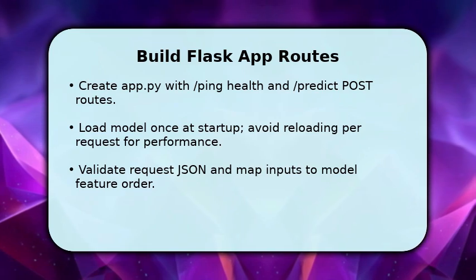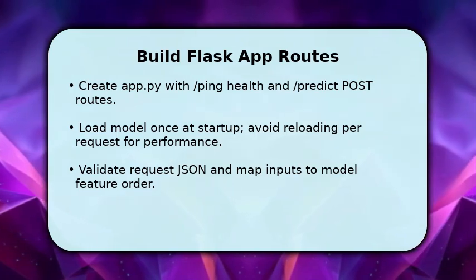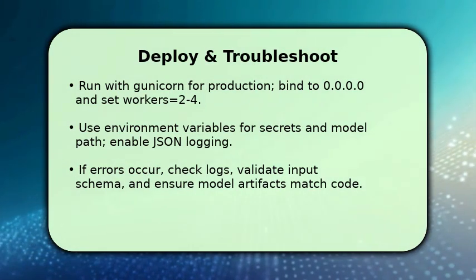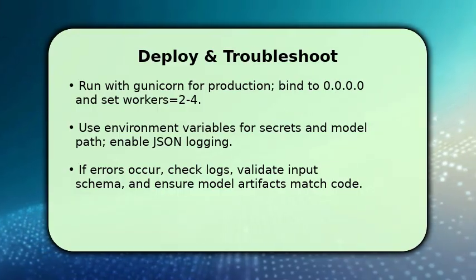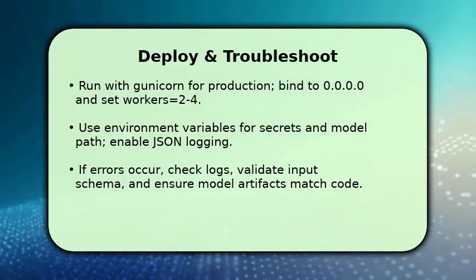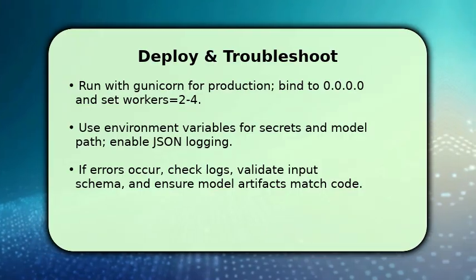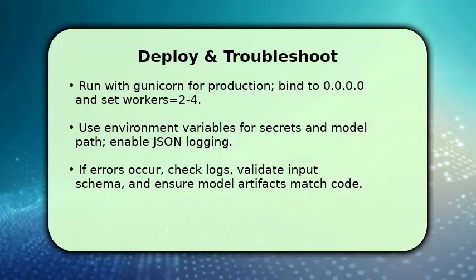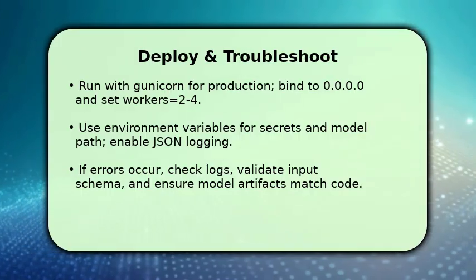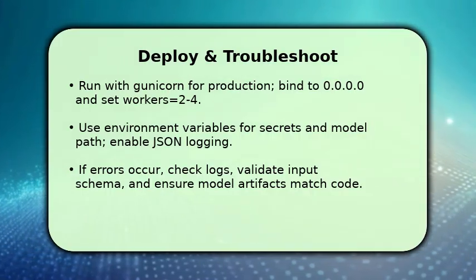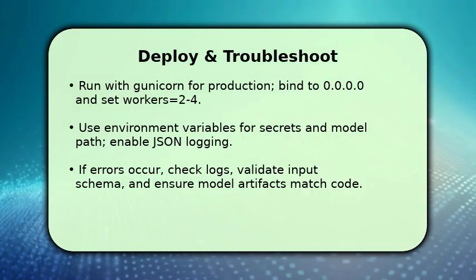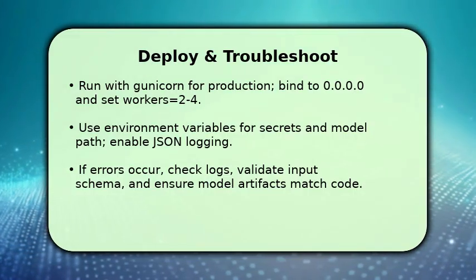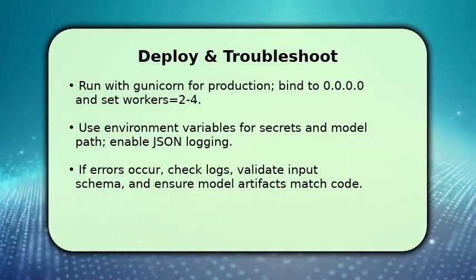You finish by containerizing or running Unicorn with multiple workers and an appropriate timeout. This gives resilience and concurrency. Once deployed, wire environment variables for configuration and use structured JSON logs so you can trace requests and predictions. Make sure to add a simple health check for orchestration. If things go wrong, first inspect logs for stack traces, confirm the input schema matches training features, and verify the model file is compatible. This sequence.